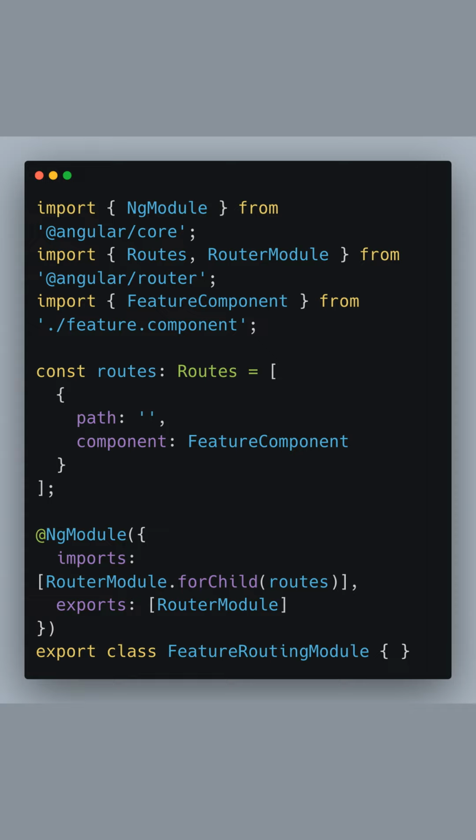The FeatureRoutingModule is where we define the child routes specific to the feature. Here, we define a route that corresponds to the feature component. We use RouterModule.forChild to make sure these routes are treated as children of our main application route, and this is crucial for the lazy loading to work.